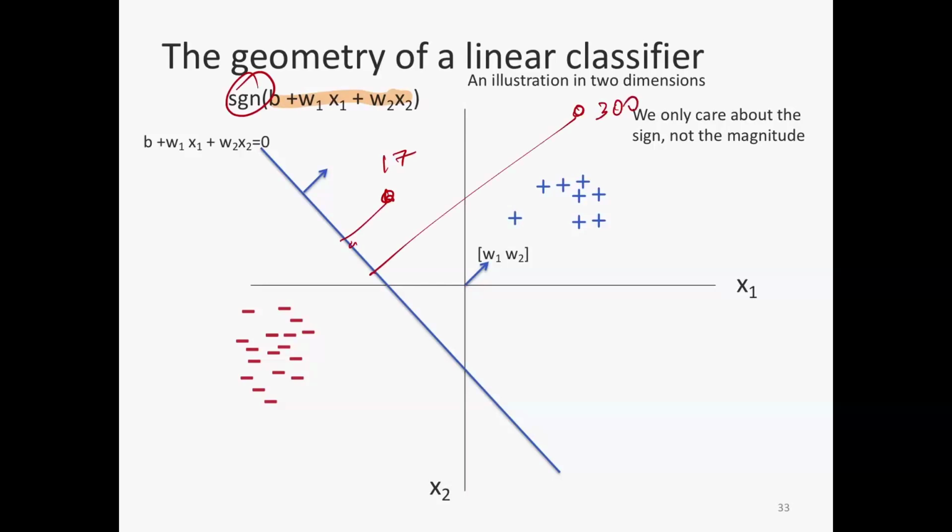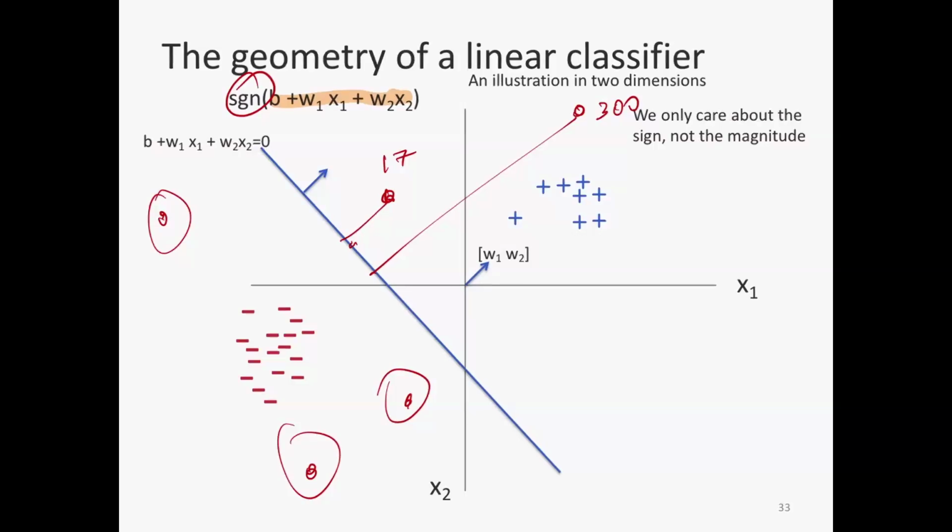As far as this line is concerned, both those points are equivalent. Yeah, sure, b plus w1x1 plus w2x2 is different for those 2 points, but it really does not matter. Both of them are positive, so they are equivalent. Similarly, this point here and any of these things, they may have different values of that quantity, but they are all negative. We only care about whether it's positive or negative.